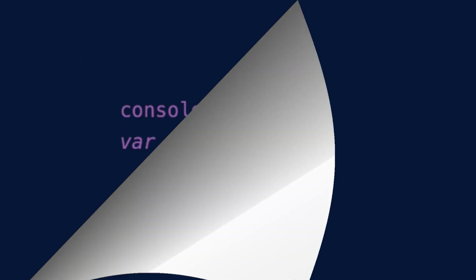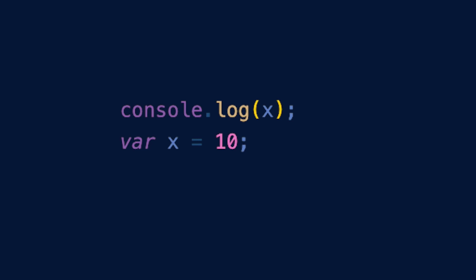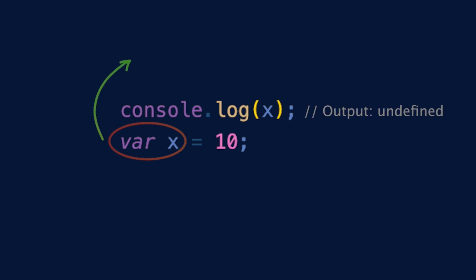Take a look at this code. You might expect an error here. However, due to hoisting, the variable declaration of x is moved to the top, and that's why we don't get an error. But remember, only the declarations are hoisted, not the actual assignments or function definitions. So, while you can use a variable before declaring it, its value will be undefined until it's assigned a value.